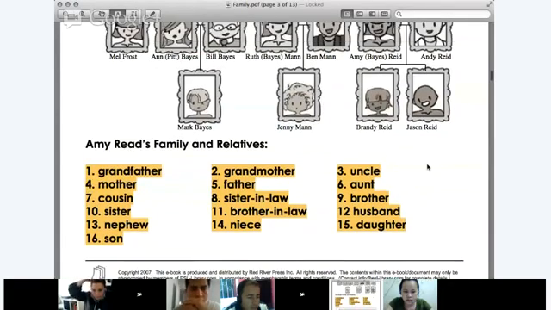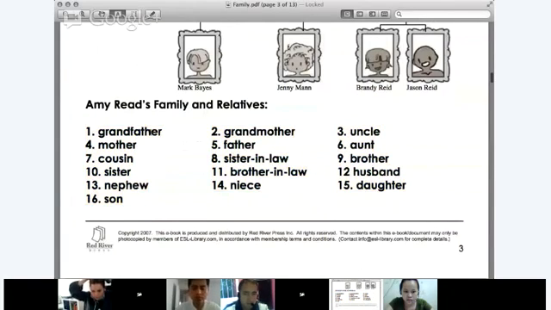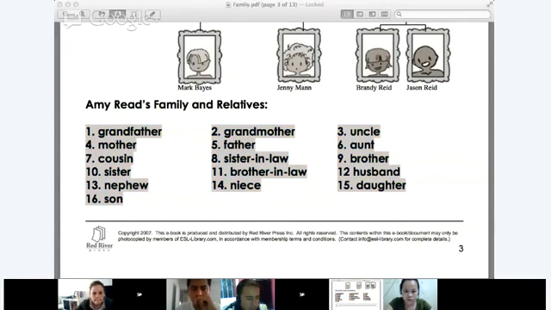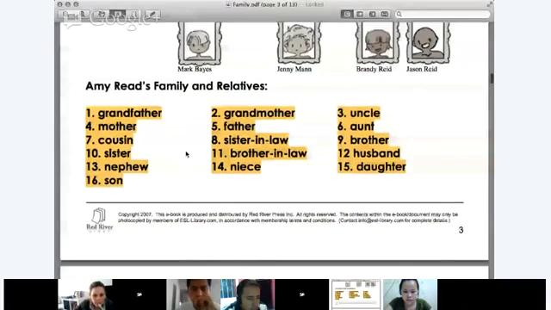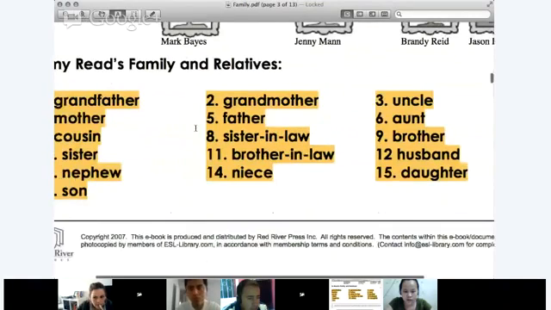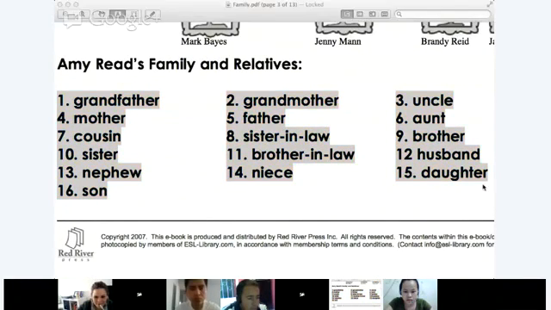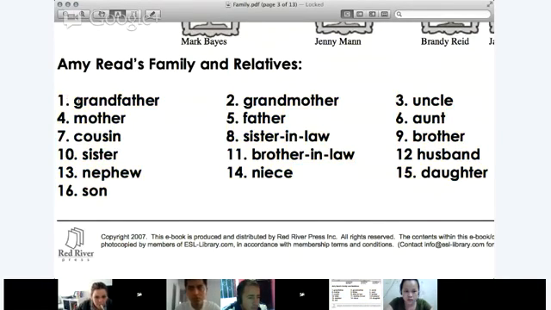Okay, so what I want you to do, because we all speak different languages, is to take a minute and read through these words. Can I have a volunteer to read these words for us? I'll try to zoom in. Number 1, grandfather, grandmother, uncle, mother, father, aunt, cousin, sister-in-law, brother, sister, brother-in-law, husband, nephew, niece, daughter, son.